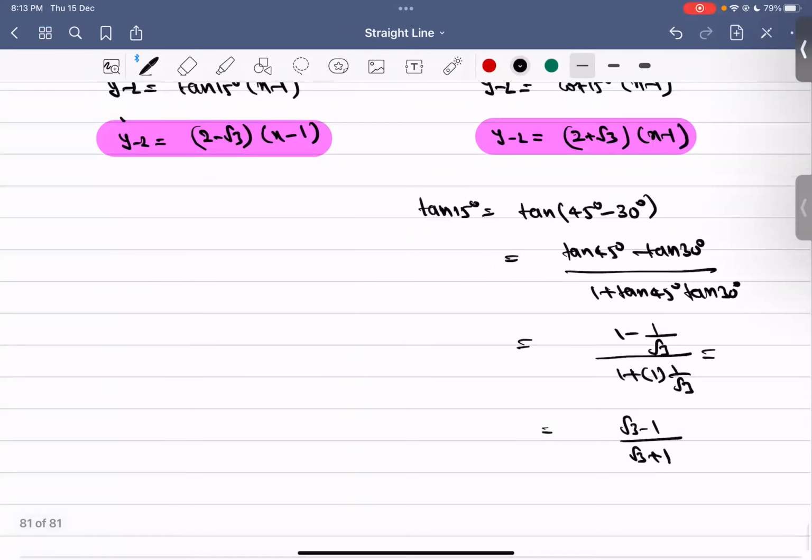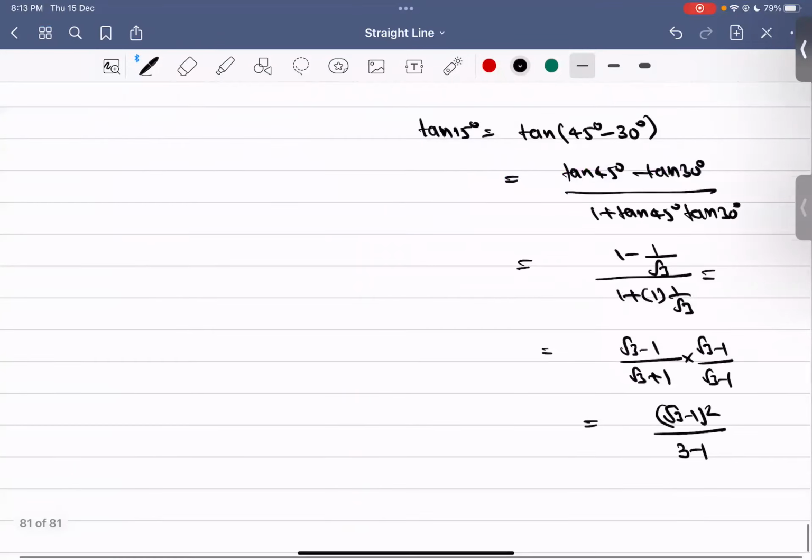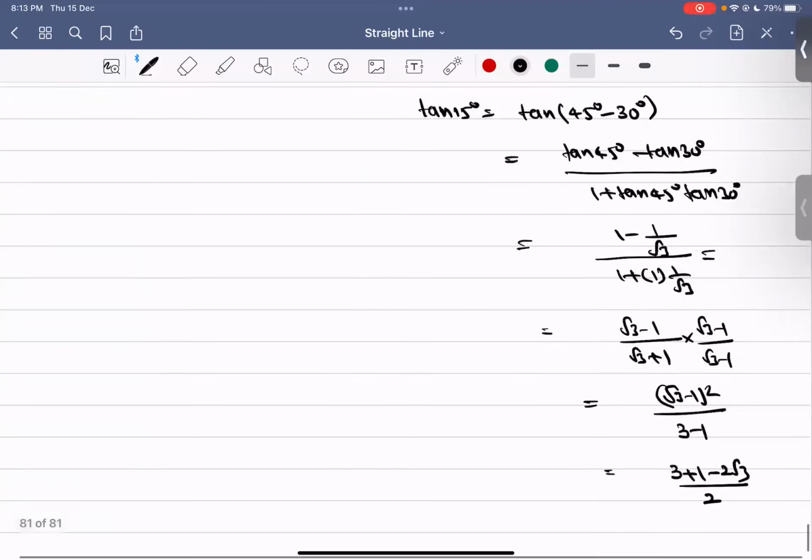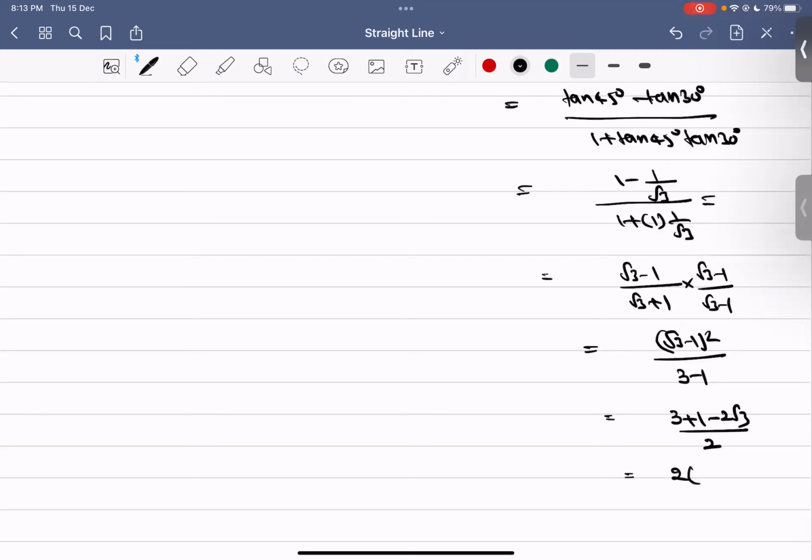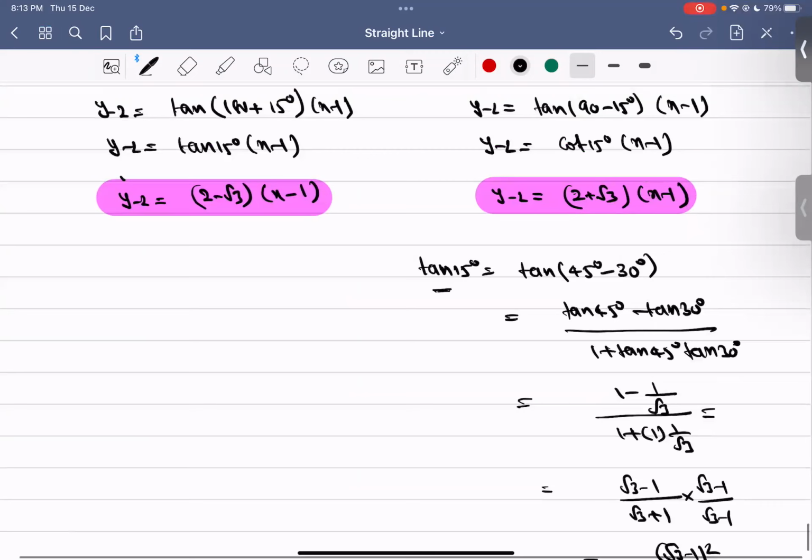So if you multiply and divide by root 3 minus 1, then what you get? This is root 3 minus 1 whole square by a plus b into a minus b, a square minus b square. If you expand, then what you get? A square plus b square minus 2ab by 2. Take 2 common, 2 into 2 minus root 3 by 2. 2 cancels. That is 2 minus root 3. Yes or no? So tan 15 degrees is equal to 2 minus root 3.